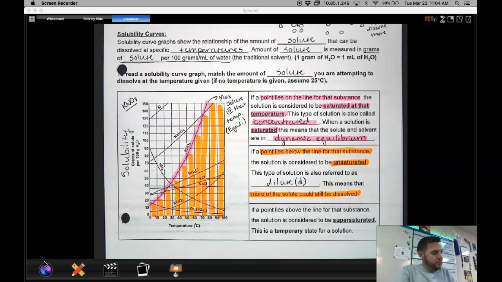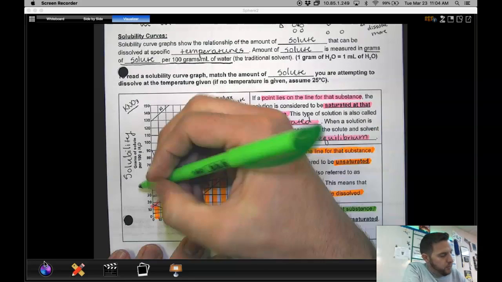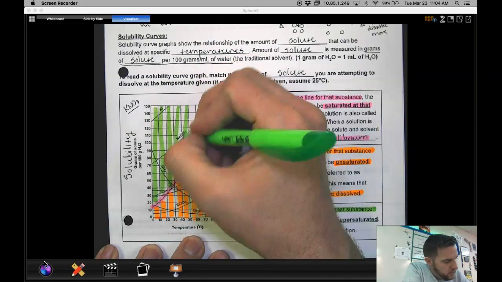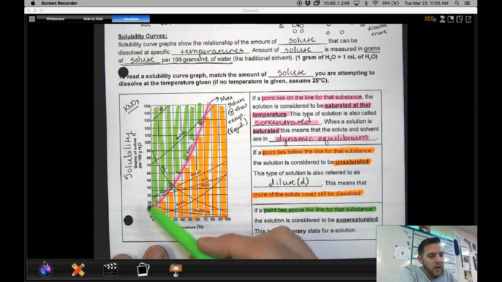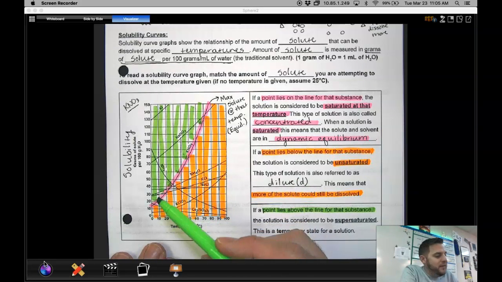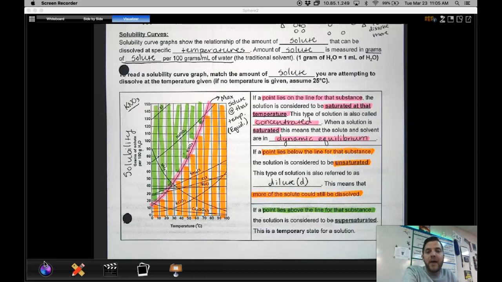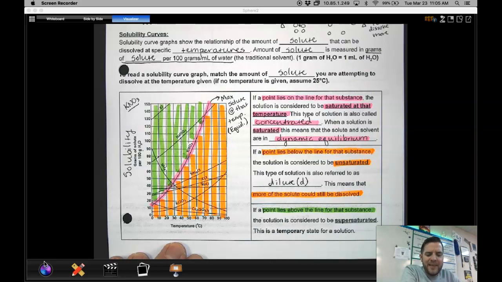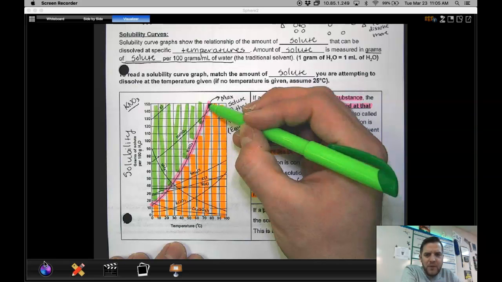On the other side, we have points lying above the line for that substance. So that would be anywhere in here. If I'm above the line for that substance, so let's go back and think. If I'm on the line for that substance, so I'm on this pink line, that means that if I put that amount in at that temperature, it is going to perfectly dissolve. The maximum amount I can perfectly dissolve. If I'm above that, what that means is that I can't dissolve any more. And so at the pink line is where I can dissolve the maximum amount.